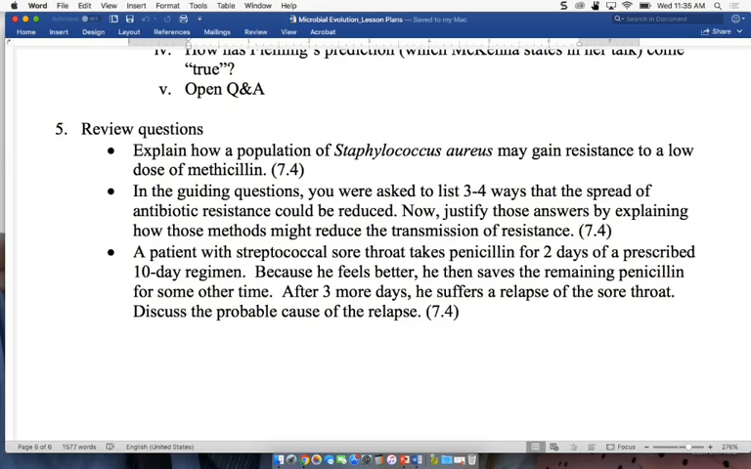Okay? And then the second one up there is more application based in terms of everyday life, I suppose. So a patient with streptococcal sore throat, in other words, they've got strep throat, takes penicillin for 2 days of a prescribed 10-day regimen. Because guys are bigger idiots and would be the ones not to take the full dose of the antibiotic, I suppose because he feels better, he then saves the remaining penicillin for some other time. After 3 more days, he suffers a relapse of the sore throat. Discuss the probable cause. Okay?